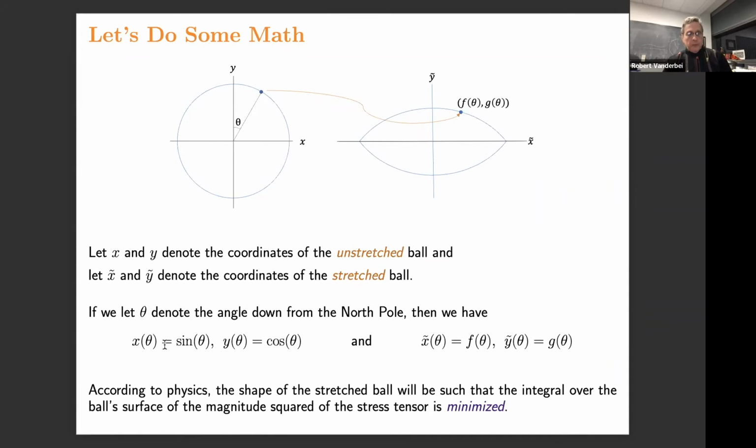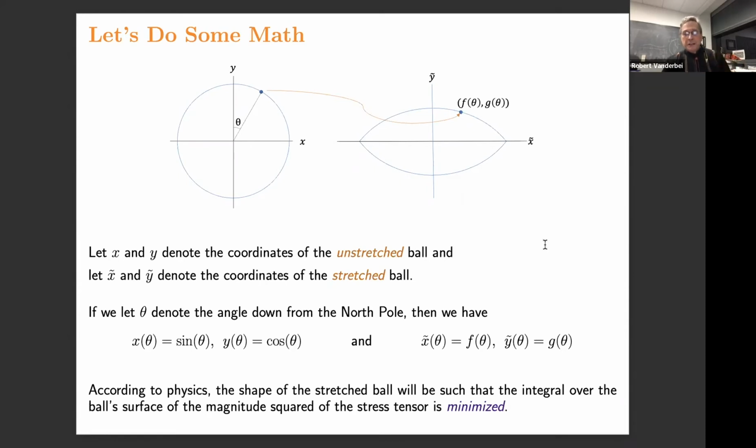And so as a function of this theta here, x is just, well, if it was polar coordinates, it would be cosine theta, but because we're measuring it from the top down, it's sine theta. So x is sine theta, y is cosine theta. And over here, we have x tilde and y tilde, which are these functions f of theta and g of theta. And these functions f and g are the things we need to figure out.